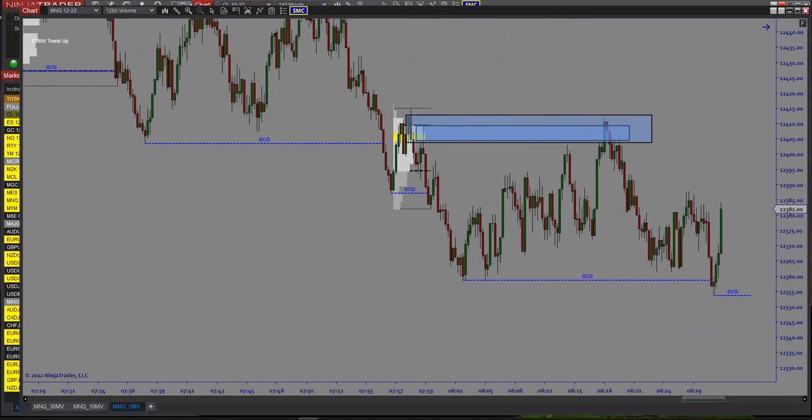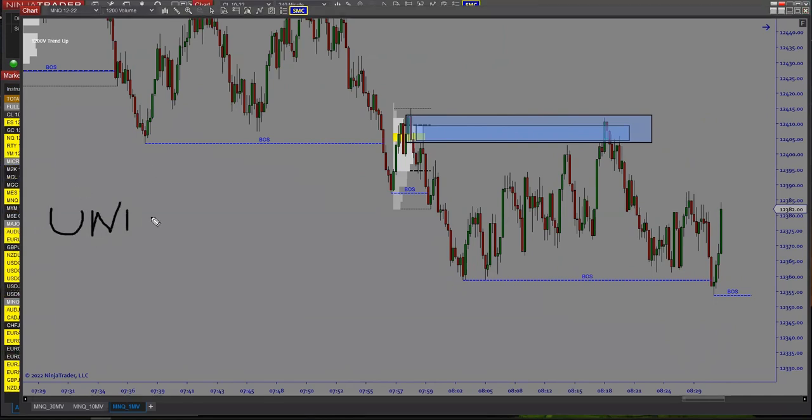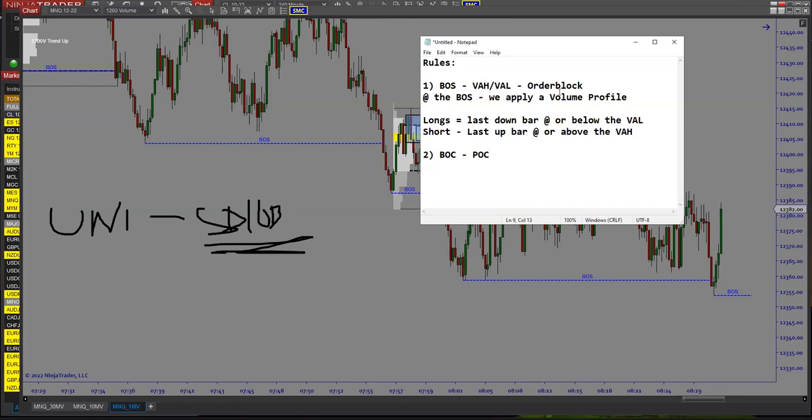Now, remember, for many of you that are using the Uni Zones, it's a supply and demand order block software, but they calculate the order blocks differently. This is the Sean Kozak hidden golden nugget trade. Like, nobody even uses this other than what I'm showing you.